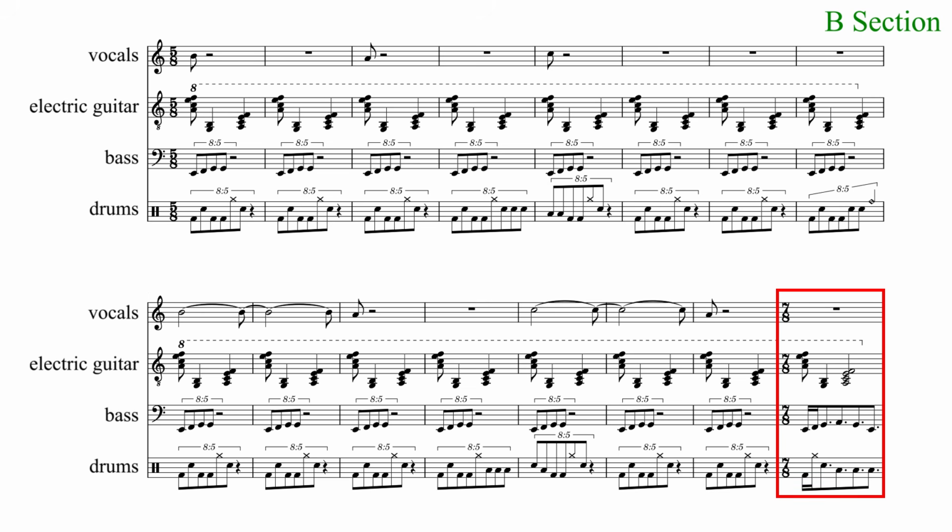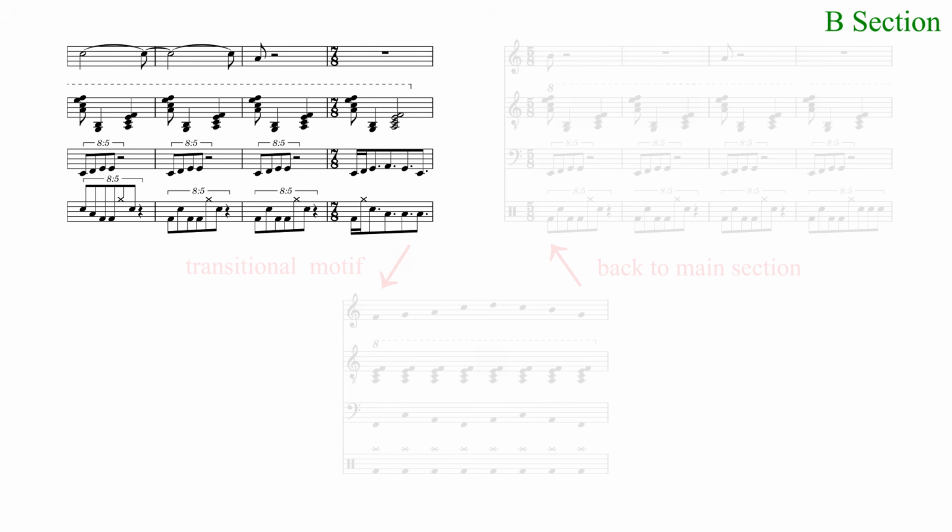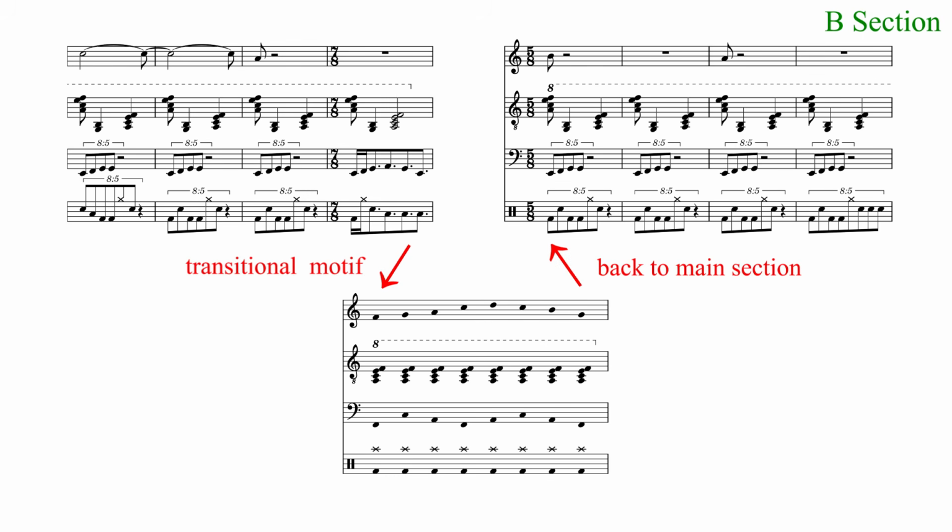There's also a slight variation in this section's rhythmic pattern that leads up to a transitional motif. The measure changes to 7/8, which the drums fill out with non-polyrhythmic dotted eighth note hits. And then the motif itself consists of 8 hits.